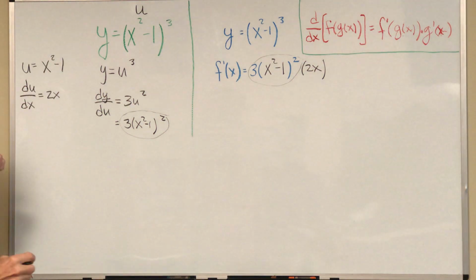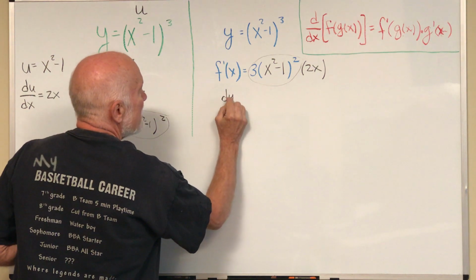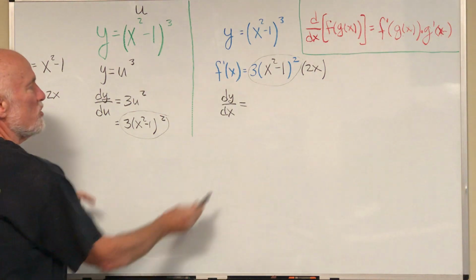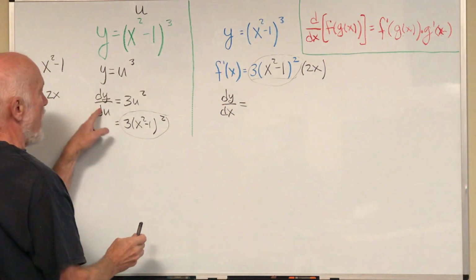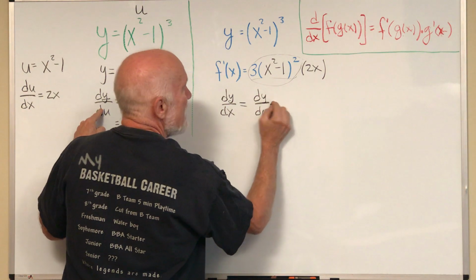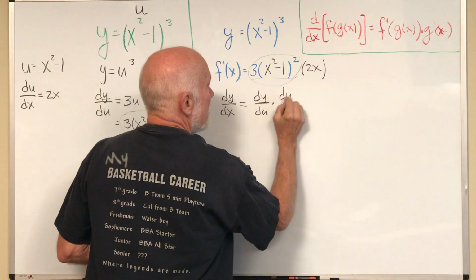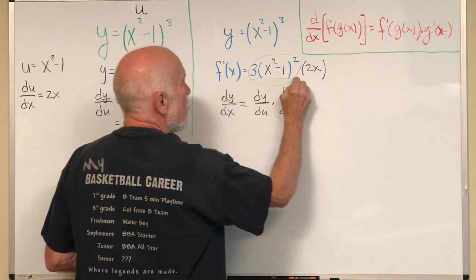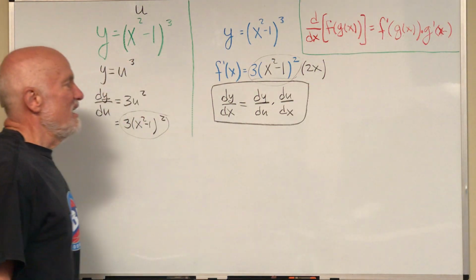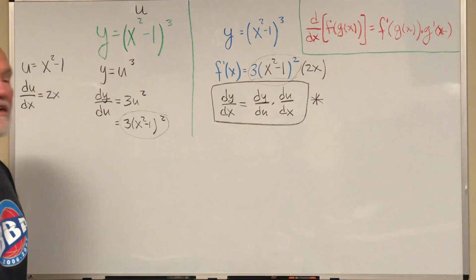So what can we say? We can say that f prime of x, which is dy dx, is really equal to dy du times 2x, which is du dx. So more in a Leibniz type notation, this is the chain rule in a second form.